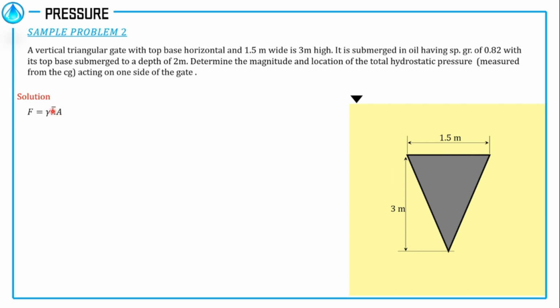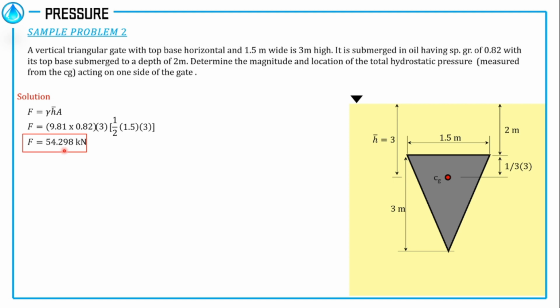To solve that, we need the value of this h bar, wherein h bar is the distance from the center of gravity or CG to the oil surface. From our geometry, the distance of the centroid of this object is 1/3 from its base. Given that the top base is 2 meters from the oil surface, we have the h bar now, which is equal to 3. Solving now the total hydrostatic force will give us the unit weight, which is 9.81 times 0.82, which is the specific gravity of oil, multiplied by h bar, which is equal to 3, and then the area of this triangular gate, which is equal to 1/2 base times height. Therefore, force now is equal to 54.298 kilonewtons.